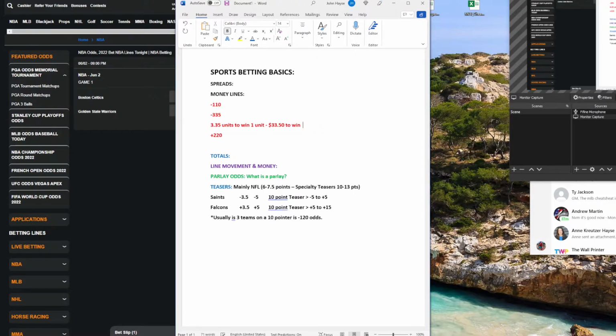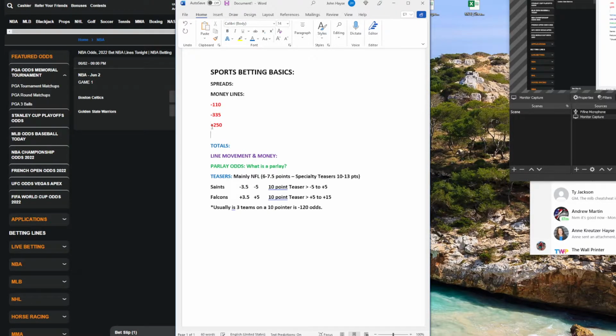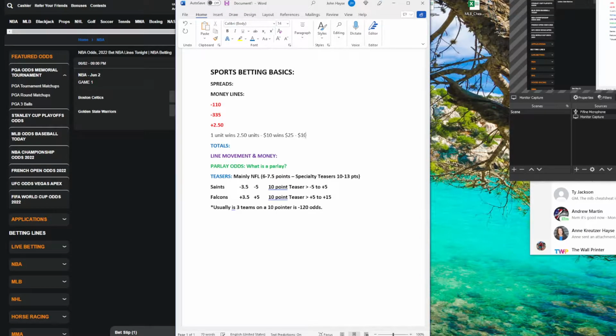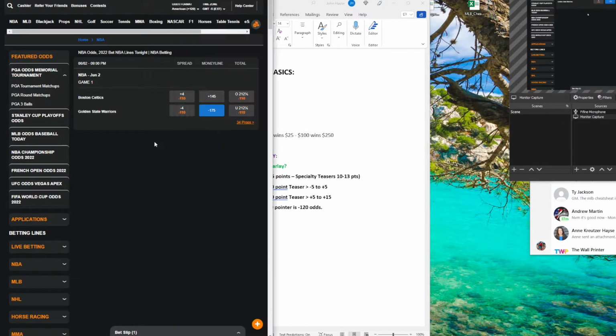But if you go down to the other side, and let's say the other side is plus, we're just going to say 250 to make it easy. Now, when you see this plus, that means that's what you're going to win for 1 unit. So plus 250, and let's do the same thing. Let's put a decimal point in there. So 1 unit wins 2.5 units. So that would be 10 wins $25, or 100 wins $250. So the plus, you're going to get the money for 1 unit. I always imagine a little decimal point there. That's the easiest way to come up with it.